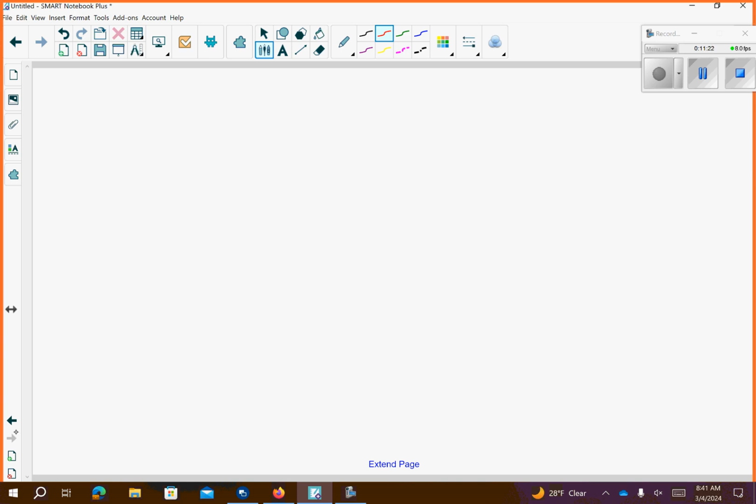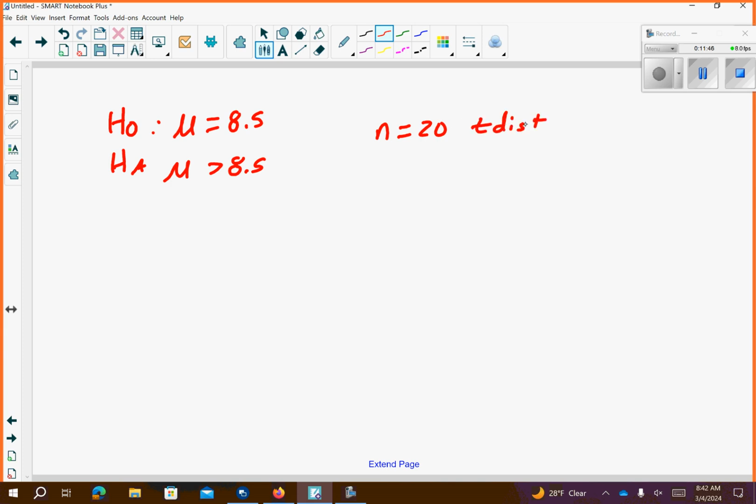Okay, so let's think about this. So we have our null and our alternative. Our null, mu is equal to 8.5. Mu is greater than 8.5. Our sample is 20. Okay, so this points to a T distribution right away. So let's go and figure this out. Mu is the average taste on this Likert scale.